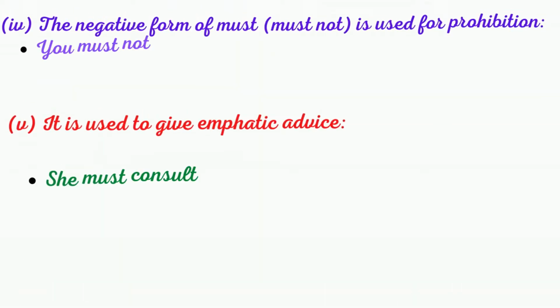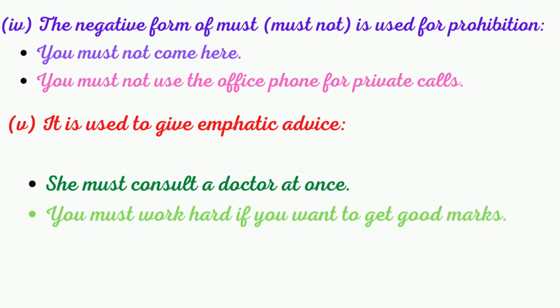The negative form, must not, is used for prohibition. You must not come here. You must not use the office phone for private calls. It is used to give emphatic advice. She must consult a doctor at once. You must work hard if you want to get good marks.